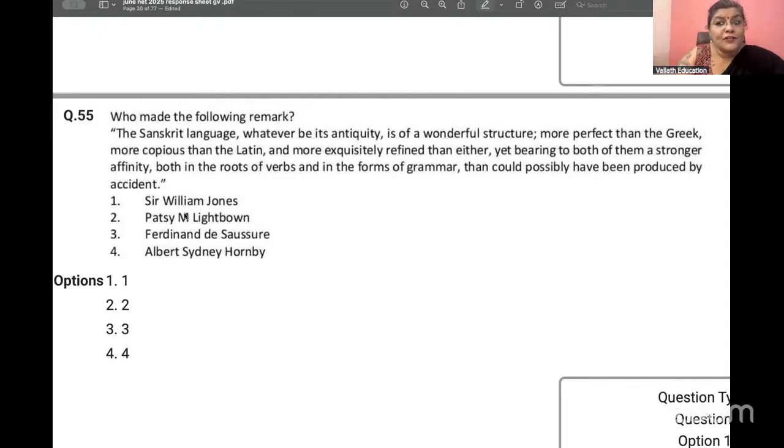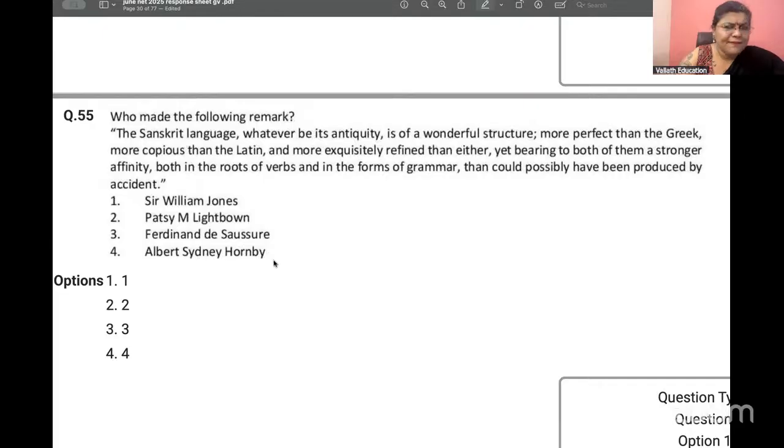You know for sure that Sir William Jones talked about Sanskrit. He thought that Sanskrit is the mother of Latin. But Patsy M. Light Brown, you don't have to know them. They are distractors. It is not like in the next exam you have to study about Patsy M. Light Brown. It doesn't work like that. They only want you to know William Jones.